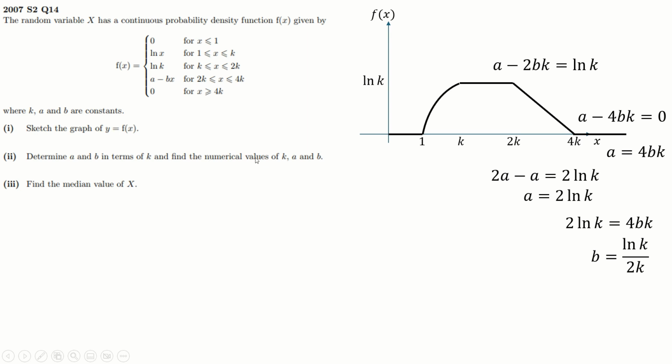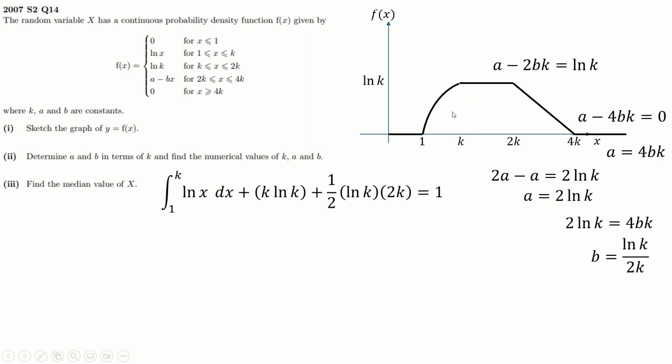And then it says find the numerical values of k, a, and b. So how are you supposed to do that? Well, we know that this is a probability density function, so the area underneath the function must be equal to 1. So if we integrate between 1 and k, log of x, and then we add that to this area, which I'm not going to integrate because it's just a rectangle, and then we add it to this area, which I'm not going to integrate because it's just a triangle, if I add those three areas together, I should get 1. So that's exactly what I've done here.